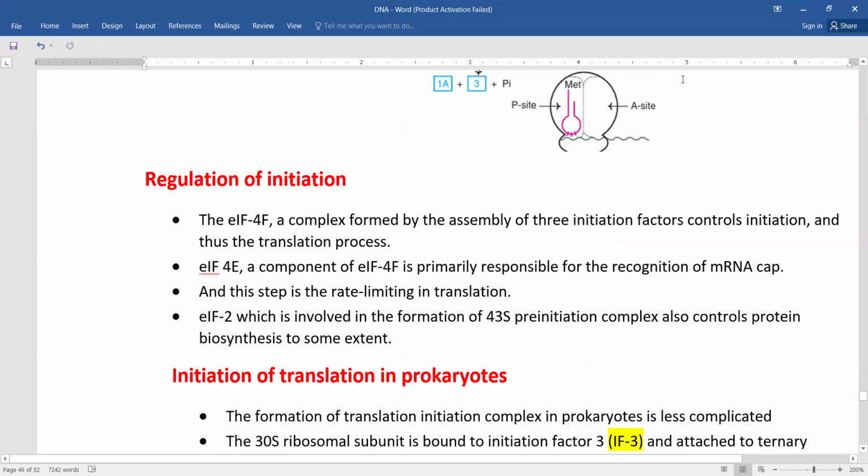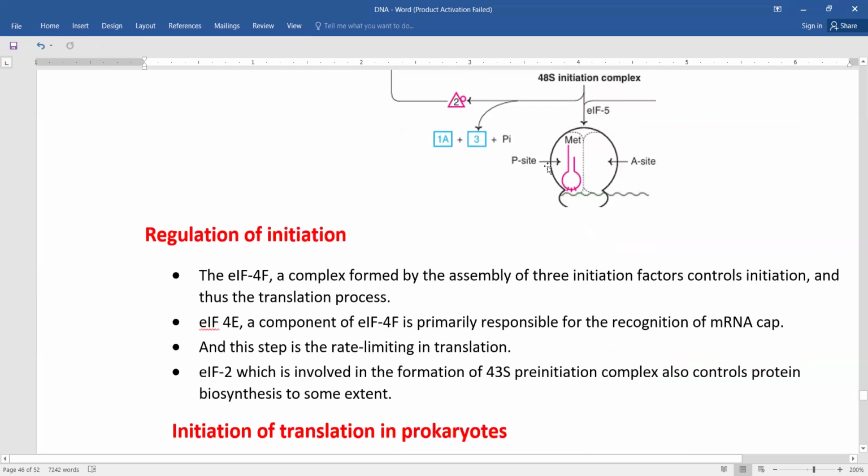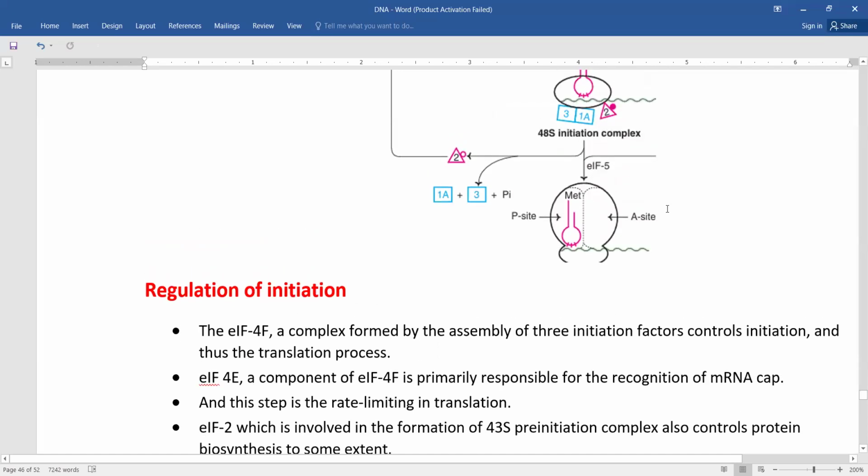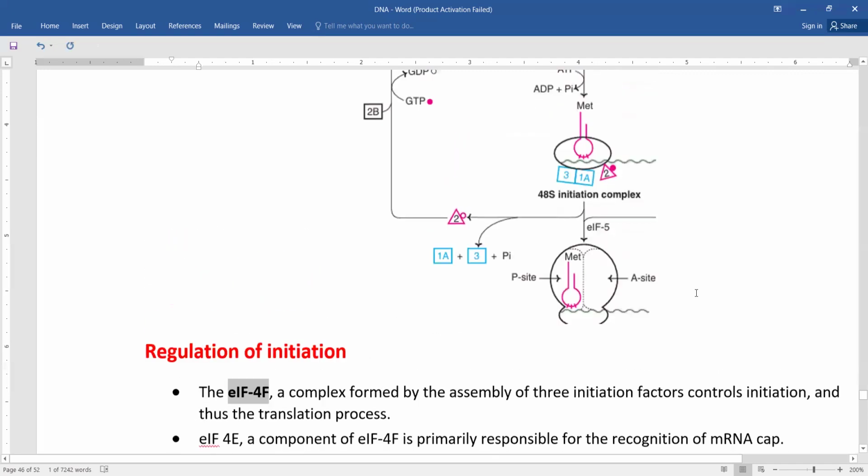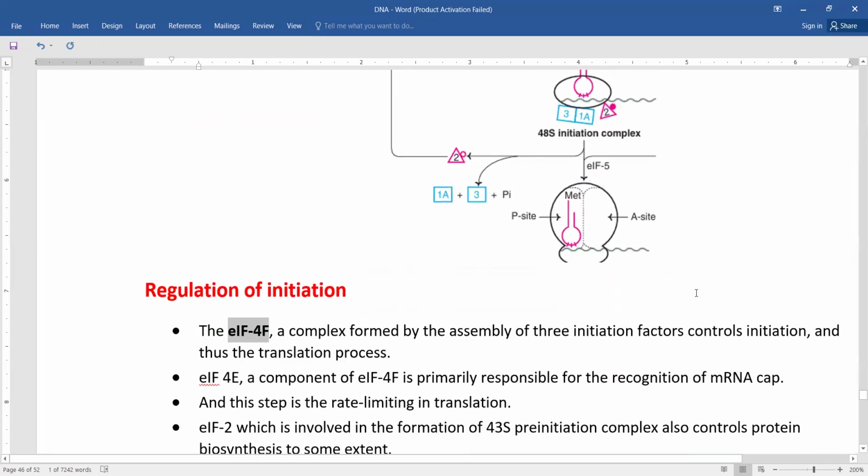Then now we have completed the formation of the 48S pre-initiation complex, or 48S initiation complex. With that, the initiation is over. Which are the important steps in this initiation part? So this one, initiation factor 4F, which binds to the 5' cap of the mRNA, is a complex formed by assembly of 3 initiation factors, 4G, 4E, okay, 4B.